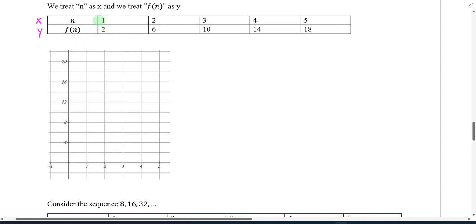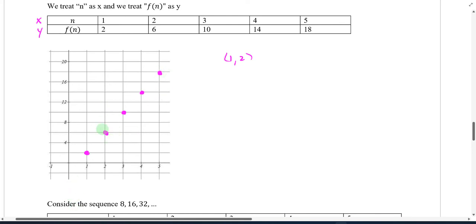So this one, when we say n is 1, then f of n is 2. That creates an ordered pair, 1 comma 2. So I'm going to go to my graph and I go 1, 2. Notice that they're counting up by 2s here, so be careful with the scale. So I would plot a point. All right, then we go to the next one. So we got 2, 6. We're going to go right 2, and go up 6, plot a point. Then we do 3, 10. So we go up here, 10, and then 4, 14, and then 5, 18.